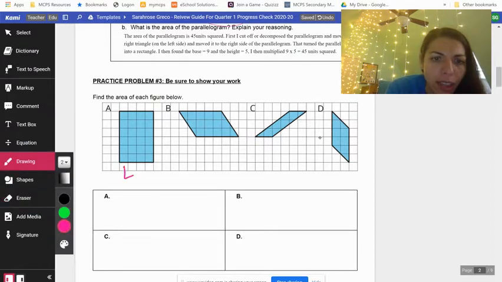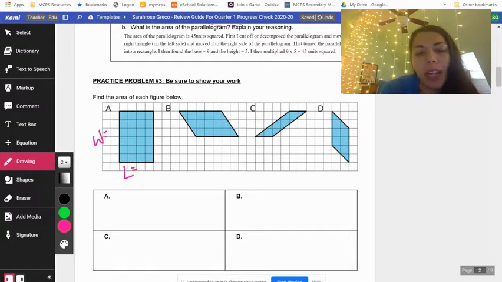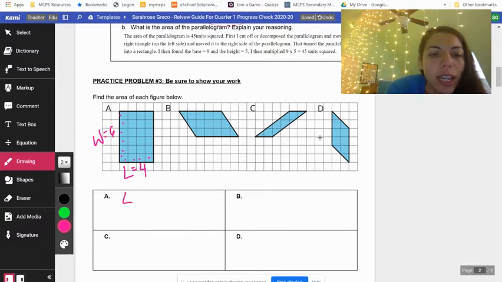We can do length times width, which is the same thing. But since it's not tricky, we can do length times width. My length is 1, 2, 3, 4. My width is 1, 2, 3, 4, 5, 6. So we're going to do length times width and plug in those numbers. 4 goes with L, and 6 goes with W. And 6 times 4 is 24 units.